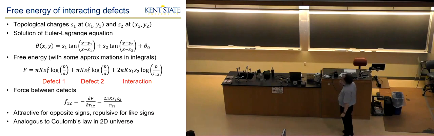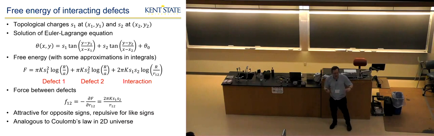If I work out the free energy by calculating the gradient of this thing and integrating it over the whole system, with some approximations that I don't have time to talk about, I get one term that involves the first defect, one term that involves the second defect, and then an interaction free energy. Some extra free energy, which involves the log of the distance between the two defects. The derivative of that free energy makes a force between the defects, right?